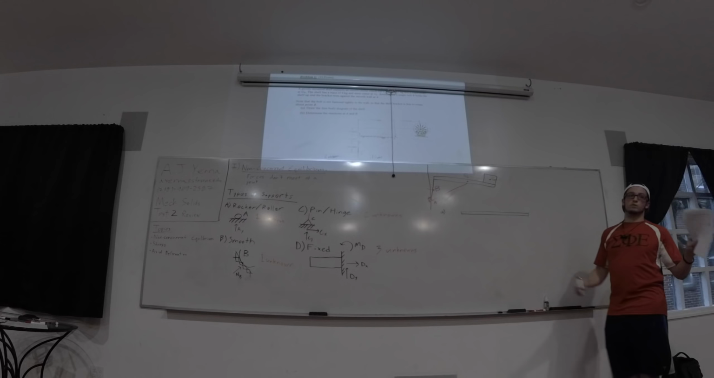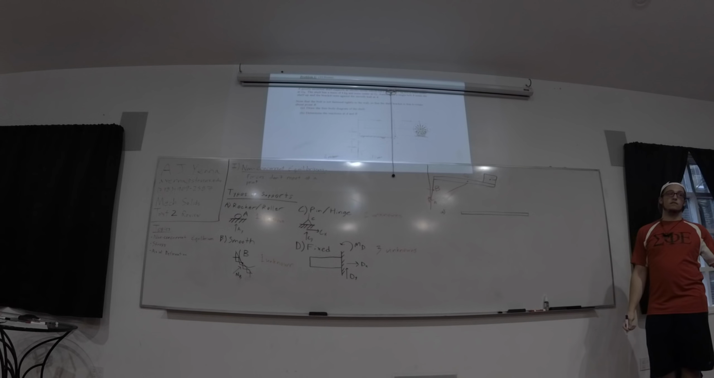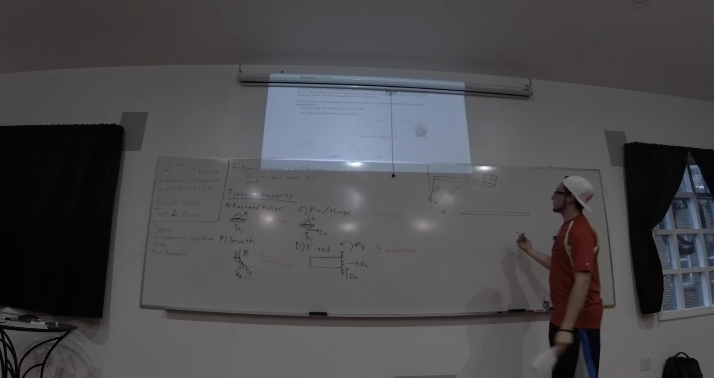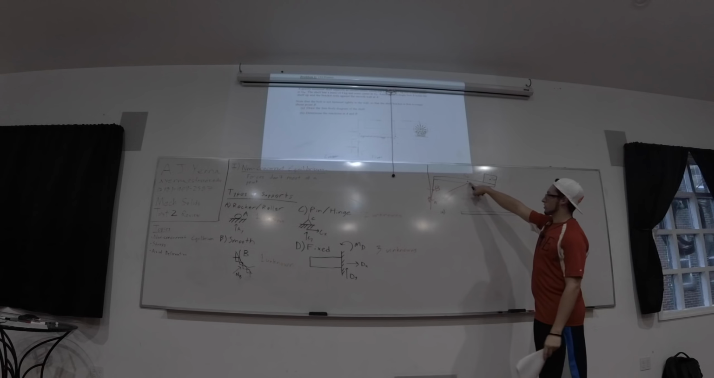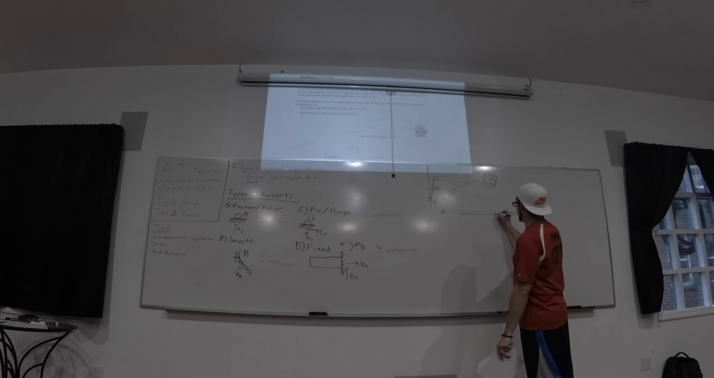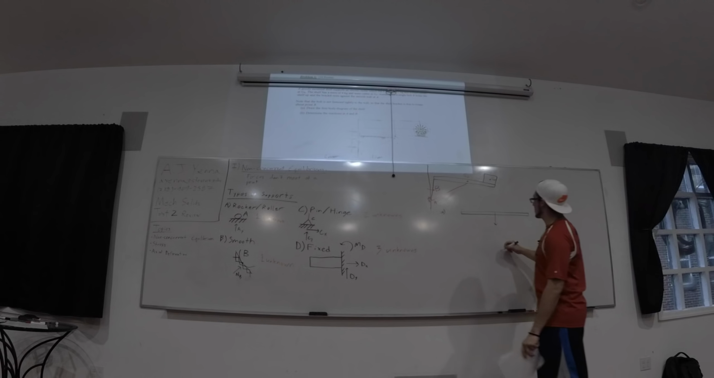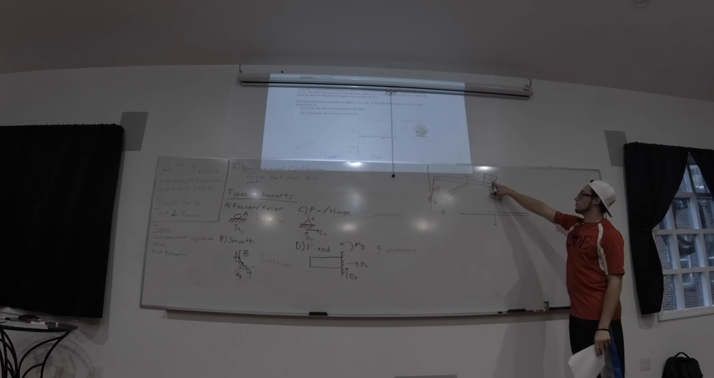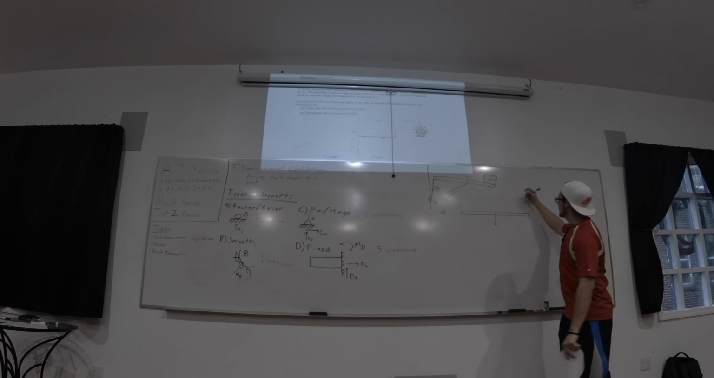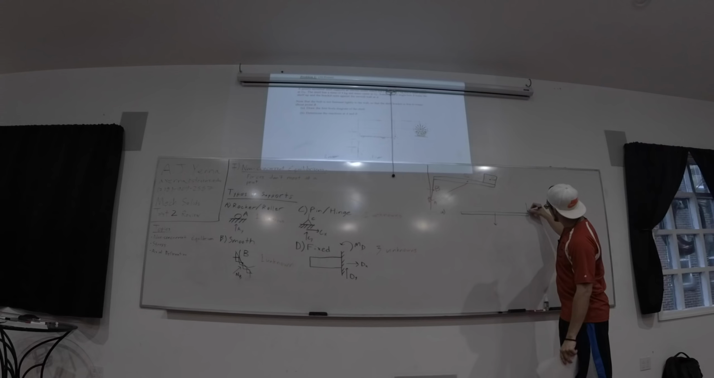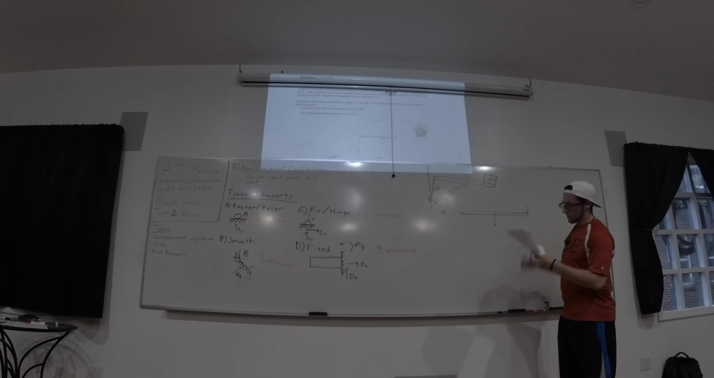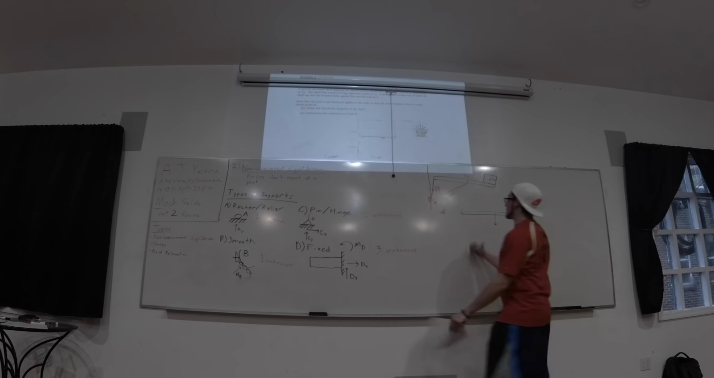Let me rephrase. The first part of the question is that they want the free body diagram of the shelf. So what I'm going to draw here is the shelf. So the forces you have are the force caused by the weight of the shelf itself, the force caused by the mass of the motor on the shelf, and then you get your reactions.